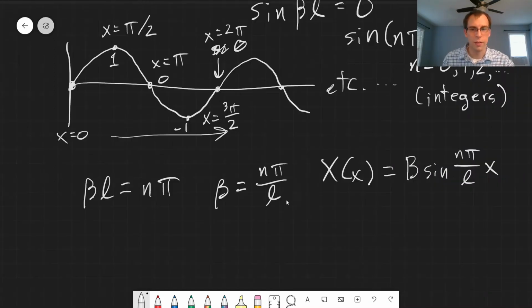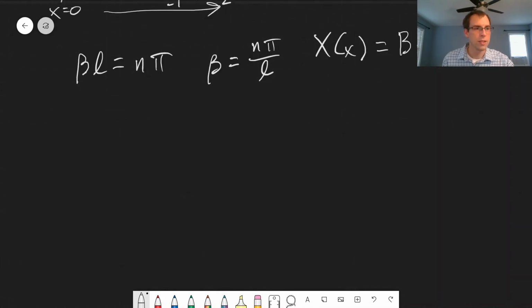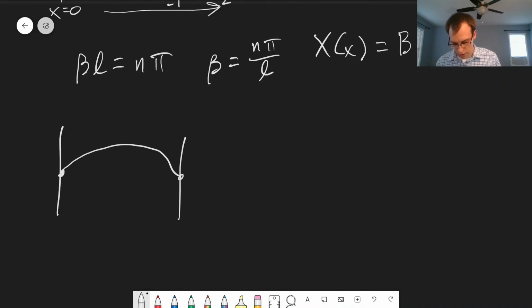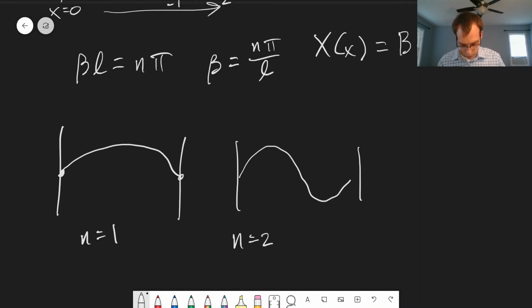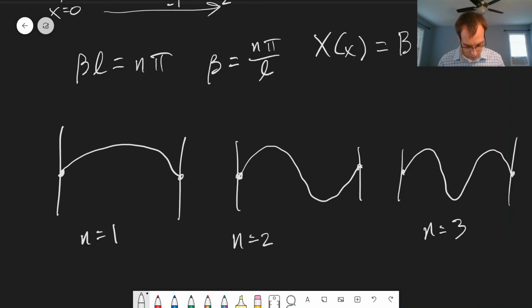Now, what does this look like? If we draw out our string, if we have, say, n equals 1, we'll end up with a string kind of going up and down like this. Now, we don't know how this evolves in time yet. For n equals 2, we'll get a complete revolution of our sine wave. And this is a whole set of solutions. Where n equals 3, we get up, down, something like this.